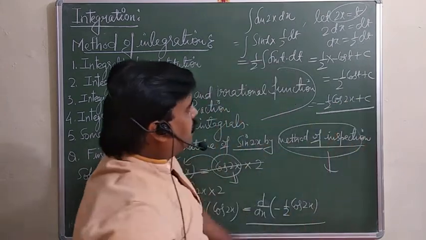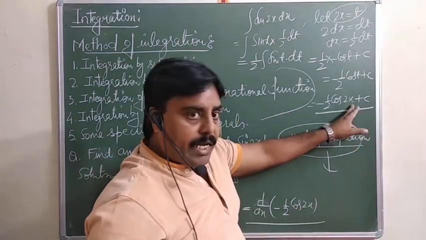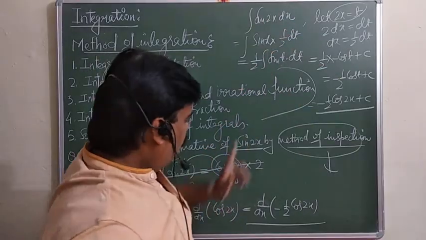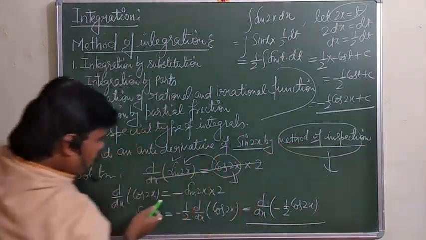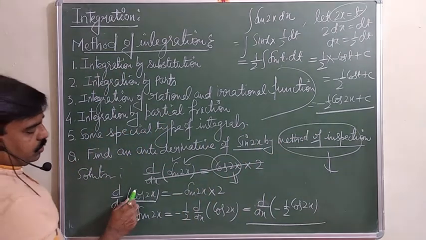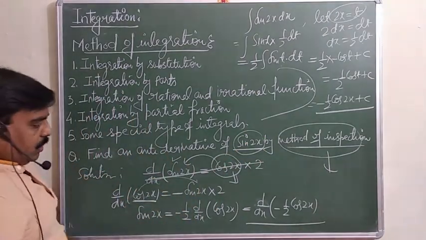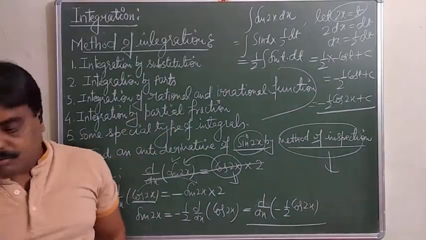This means if we take the derivative of this one, again you will get sin 2x only. But by the method of inspection, you are supposed to take the term whose derivative is this function itself. So likewise you can do, have a look.